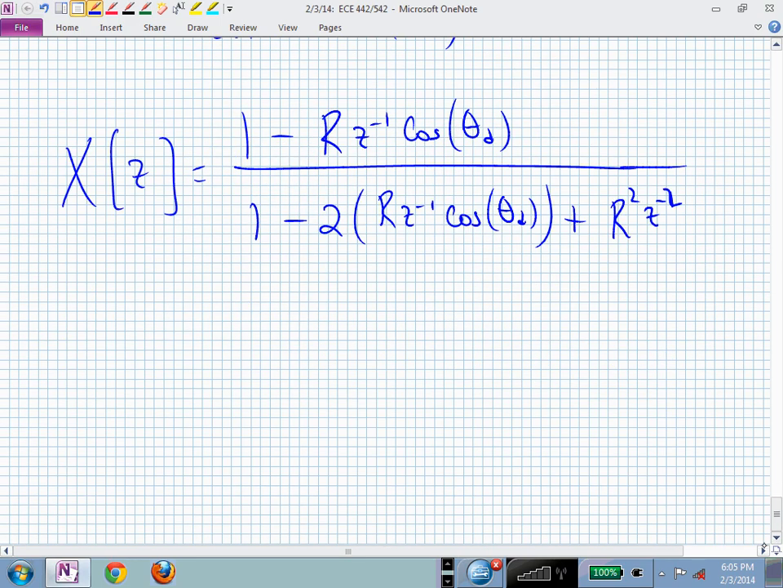And you might see that form, but you may see it in terms of positive exponents on z, but that's now the Z-transform of an exponentially damped cosine waveform. If we multiply that through top and bottom by 1, where 1 is now z squared over z squared, we get a z squared minus rz cosine of theta sub d. There's a common z in there, and we can factor that out.